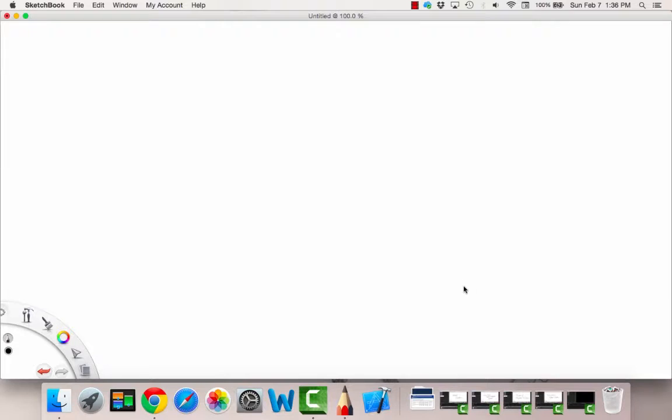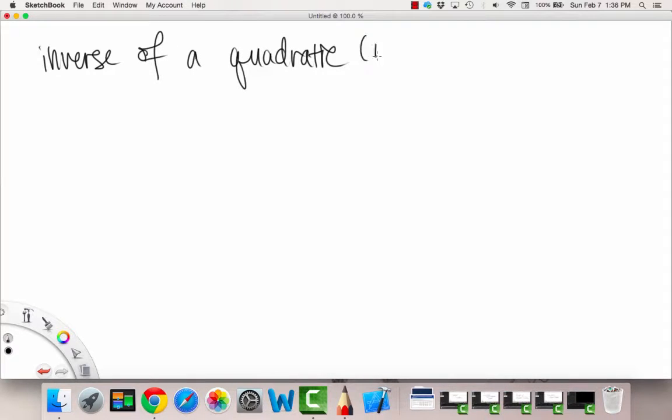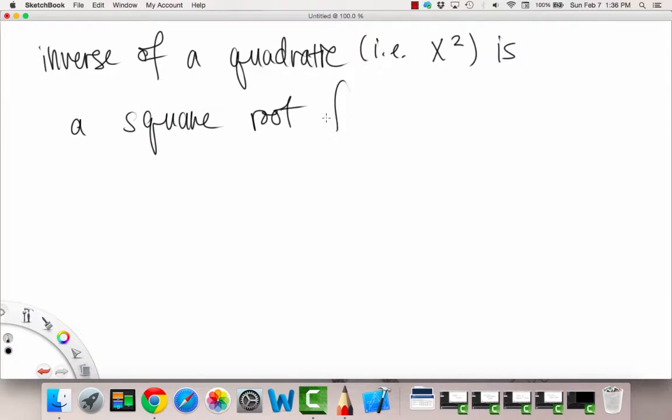Never really the same. Hello and welcome to the concepts video on inverses and radical functions. So I'm going to start off by saying the following statement. The inverse of a quadratic, i.e. of the form x squared of some sort, is a square root function. So of the form something like that, where you have something in there. And now let's see why.